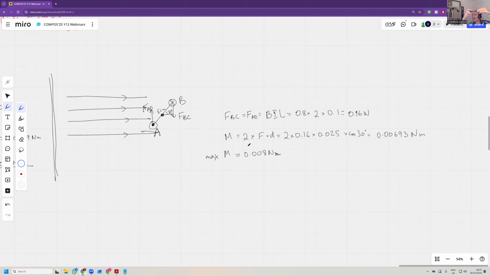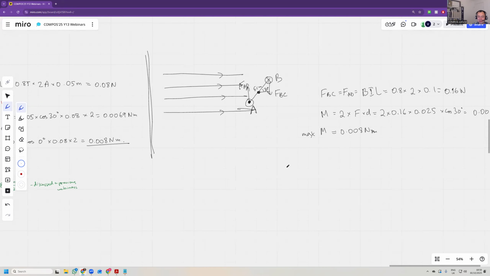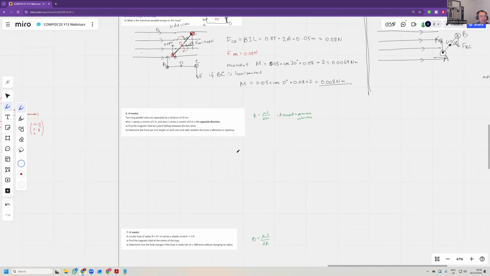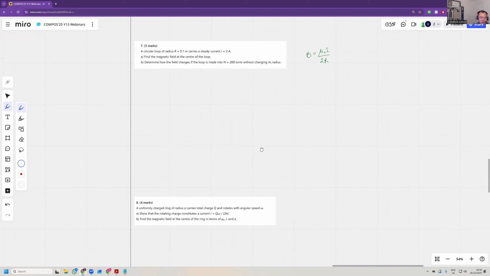Meaning the moment in that direction would be the same as the moment in that direction. I don't know if that's because the ratio is 2 to 1 of the coil. Maybe it is, maybe it's not, and maybe you can check it out. Okay, we've got 3 more questions.